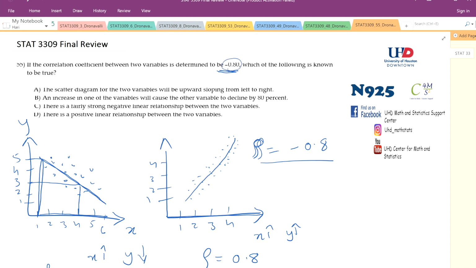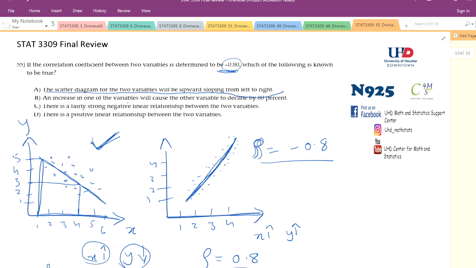So since we have a negative value, that is -0.8, it says as one variable increases, the other variable decreases. So let's look at the options here. The first says the scatter diagram for the two variables will be upward sloping from left to right. So that's not the case, right? Because what we really have to see is something like this. Upward from left to right would be the case for positive correlation.